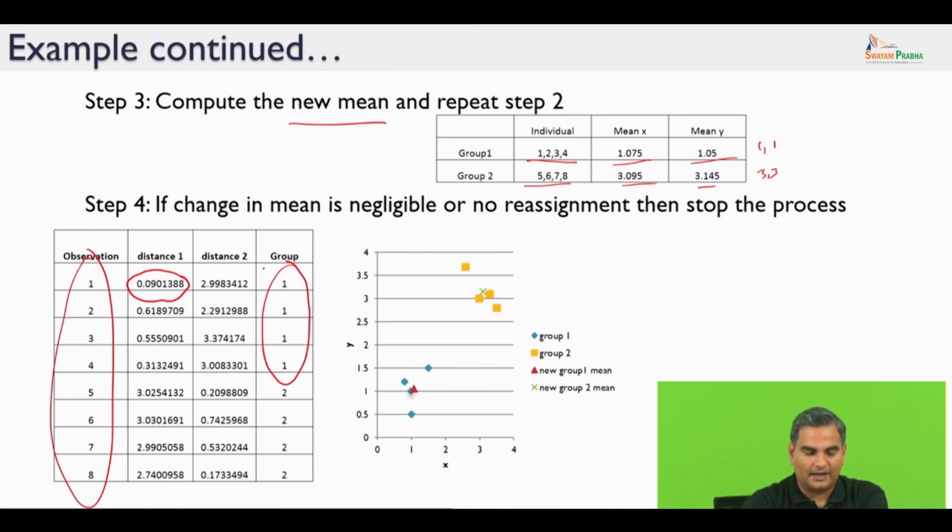Now, you notice that by doing this, there was no reassignment that happened. So, whatever samples were originally in group 1 remain in group 1, and whatever samples are in group 2 remain in group 2.